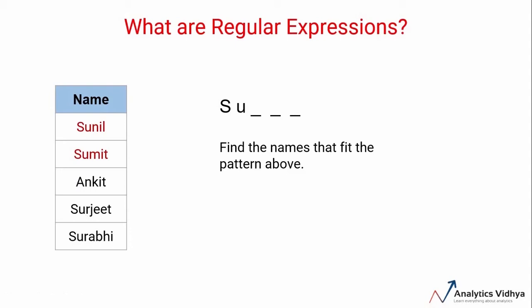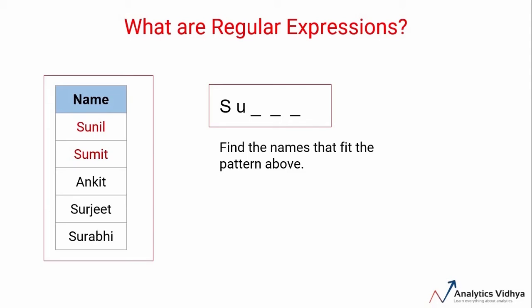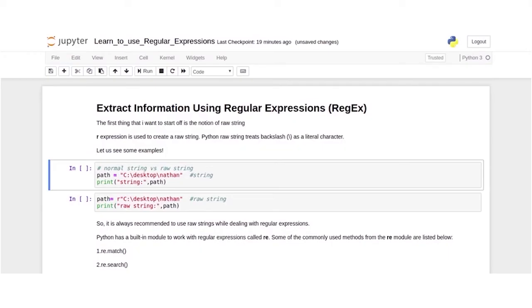So what we have done here is we have a pattern or criteria and a list of names, and we're trying to find the names which match the given pattern. That's exactly how regular expressions work. In regular expressions, we have different types of patterns to recognize different strings or characters. The first thing I want to start off with is the concept of a raw string.